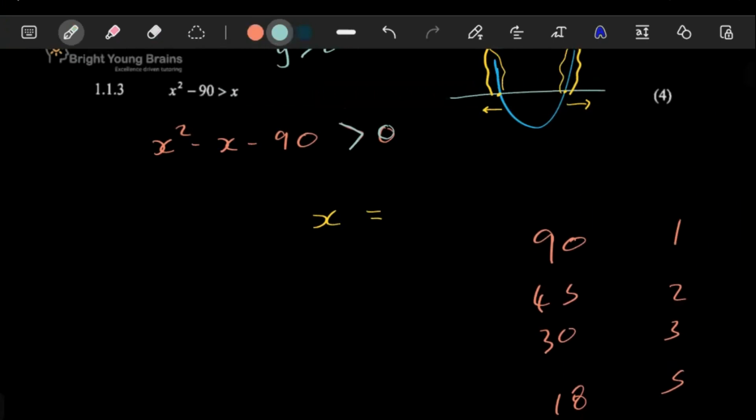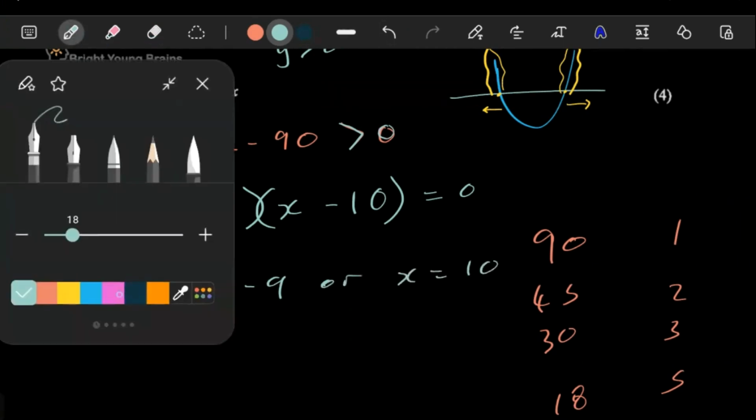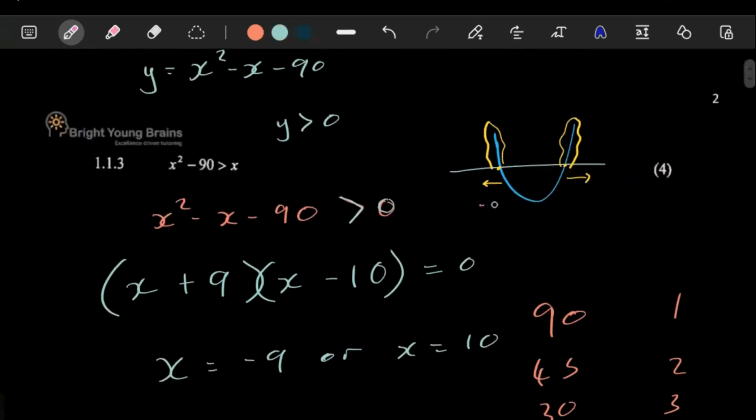So you could think to yourself, okay, fine, we can factorize this. 9 and 10 give us a 1, so you can put 9 here, 10 here. But to get a minus 1, it has to be minus 10 plus 9. You're solving for x first because you want the x-intercepts. This gives x is equal to negative 9 or x is equal to plus 10. So on the left side there's a negative 9, and on the right side, a positive 10.